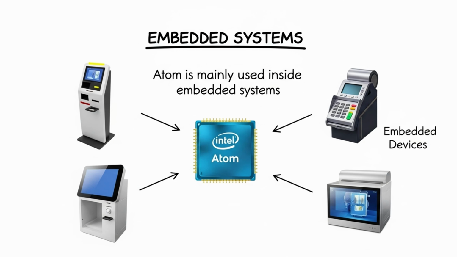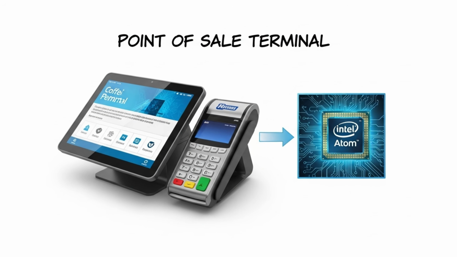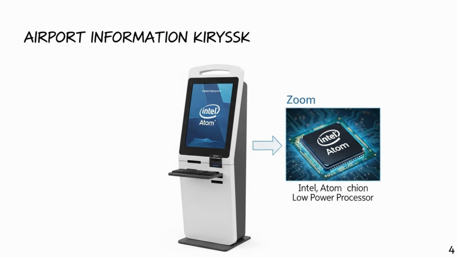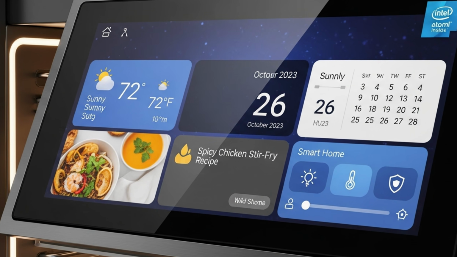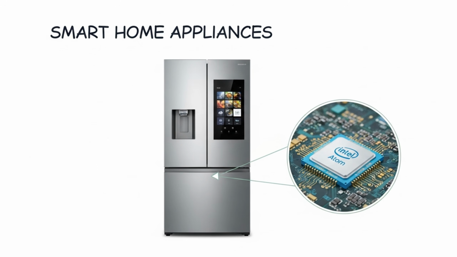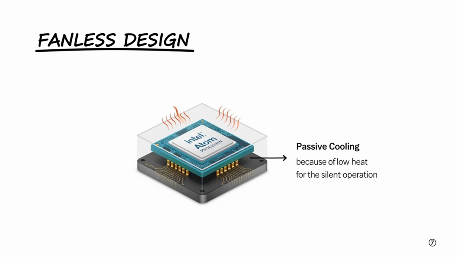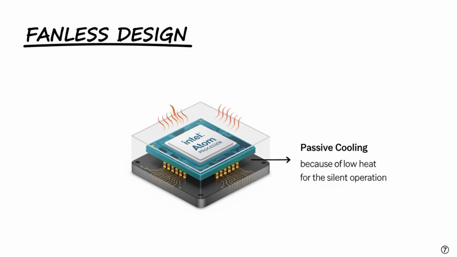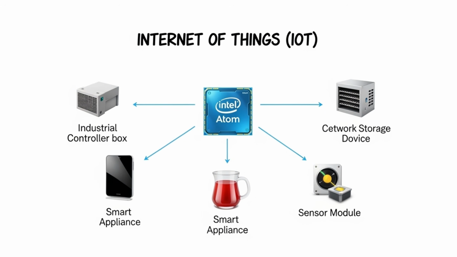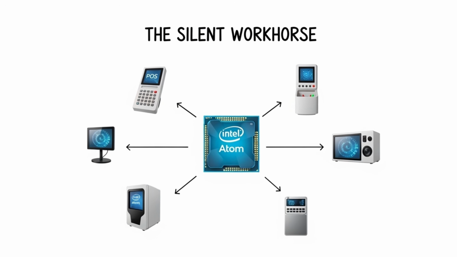Their primary application is in embedded systems. Think of the point-of-sale terminal you use at a coffee shop, the digital information kiosk at an airport, or the smart display on a home appliance. These devices require a processor that can run a specific application reliably 24/7 while generating so little heat that they can be cooled passively without a fan. This allows for completely silent, durable, and energy-efficient devices. Atom processors are the silent workhorses of the Internet of Things, powering everything from industrial controllers to network-attached storage devices.